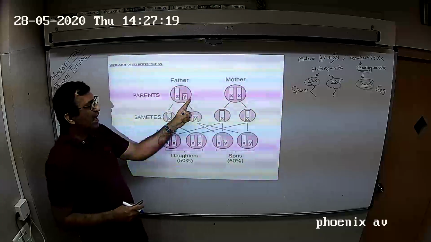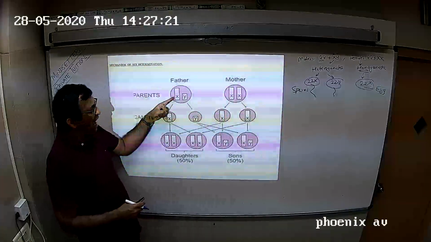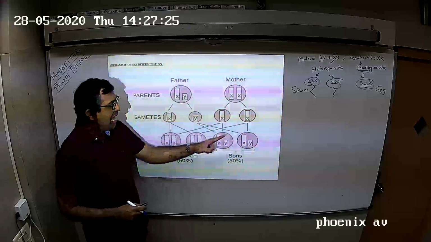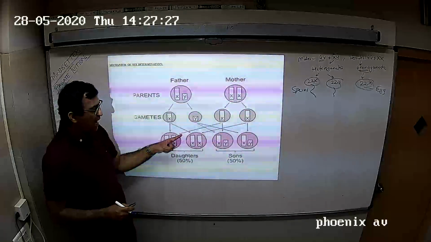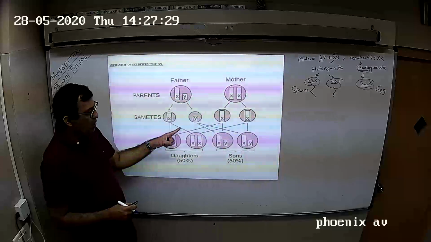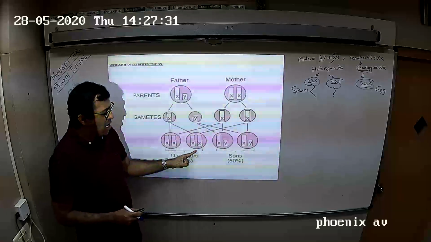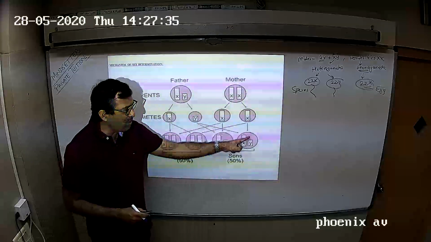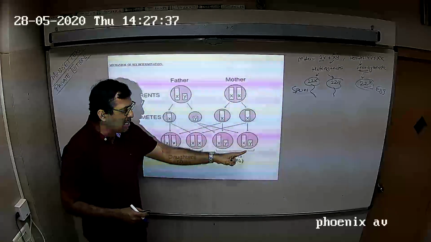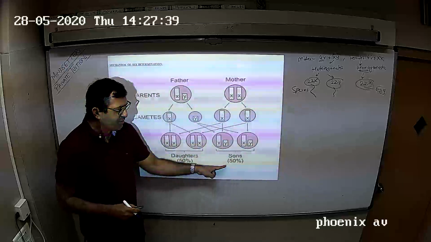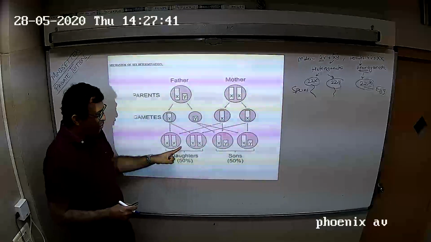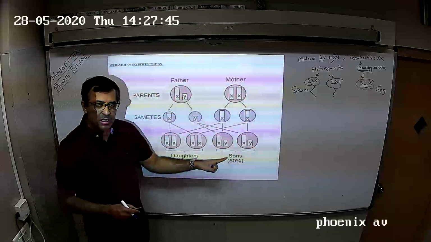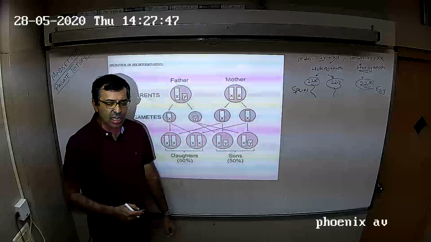And if the father is XY, mother is XX, which gametes will be formed? X and Y, X and X. What will X plus another X form? A daughter. What will X plus Y form? A son. So 50% chances of sons being born, 50% chances of daughters being born, and that is the way there are 50-50% chances for son and daughter.